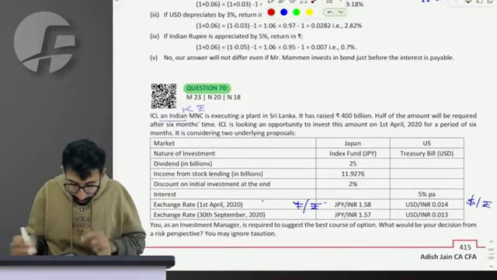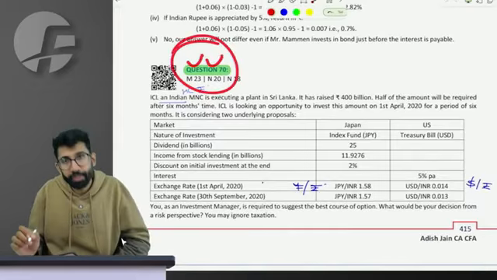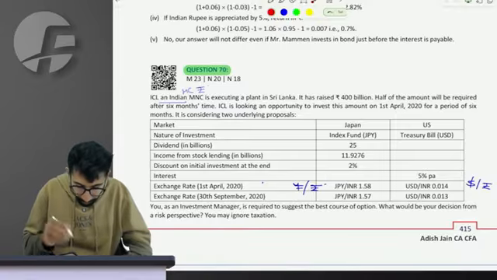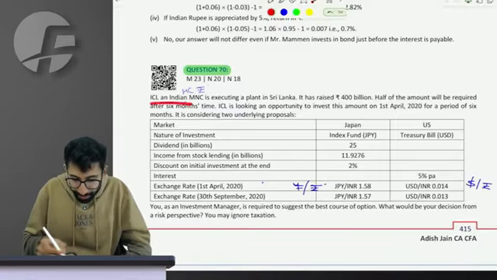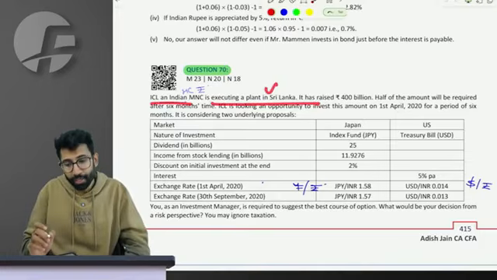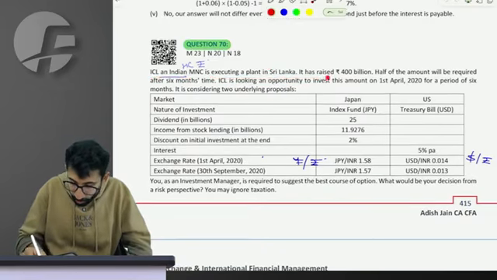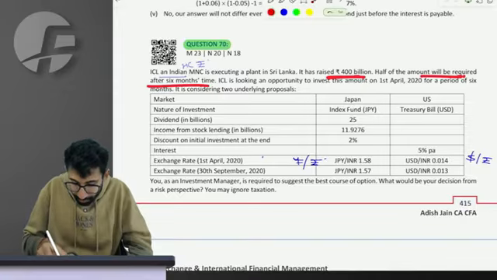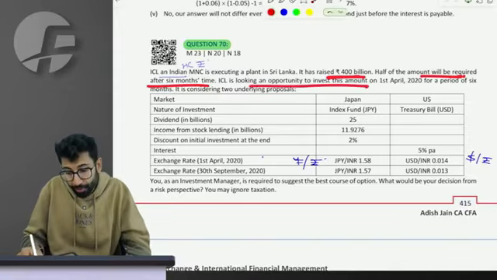The first question that we're going to solve is question number 70 in the class right now. Super ultra fast, please look at this question. ICL, an Indian MNC, is executing a plant in Sri Lanka. It has raised rupees 400 billion. Half of the amount will be required after 6 months. It is looking for an opportunity to invest this amount.